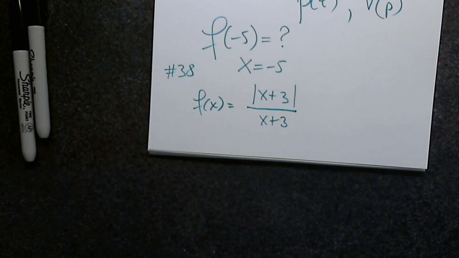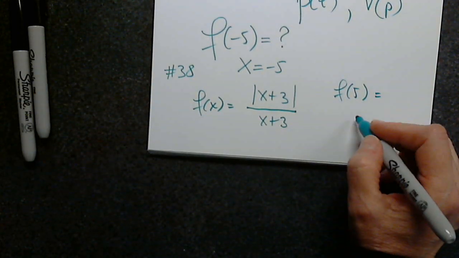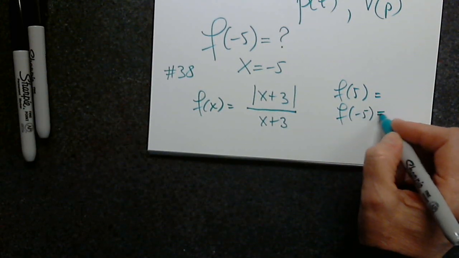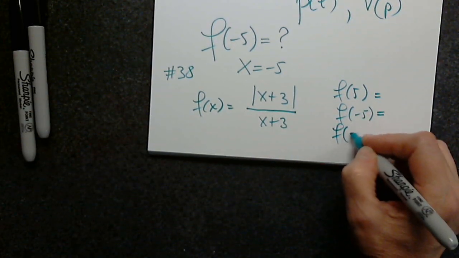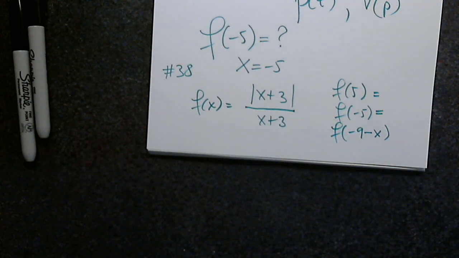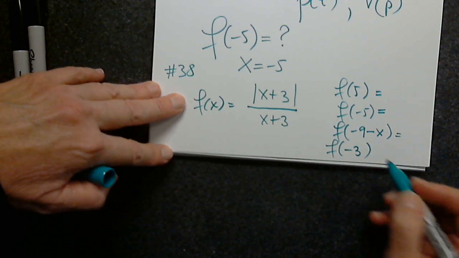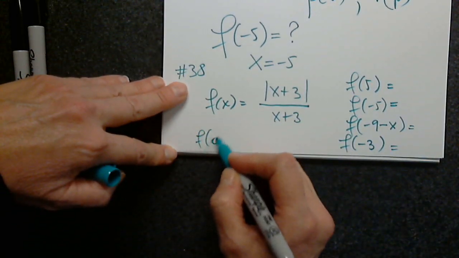And we're asked a lot of things: to find f of 5, to find f of negative 5, to find f of negative 9 minus x. And I'm going to add a few, like f of negative 3. I also want f of 0.